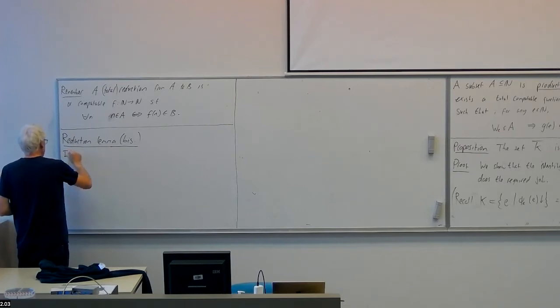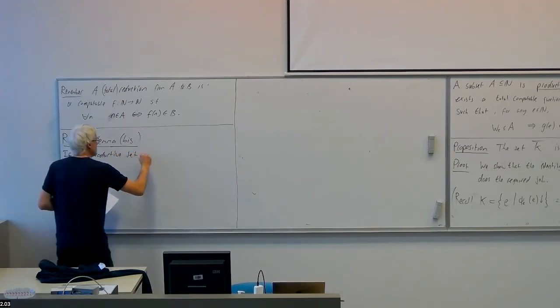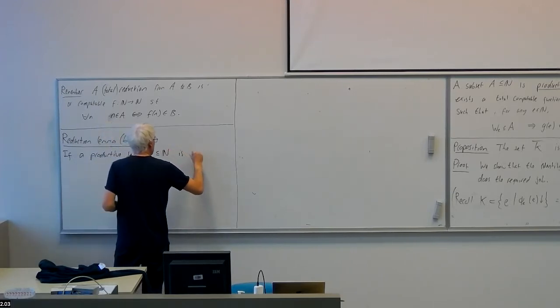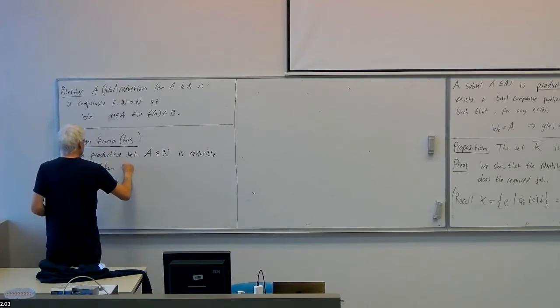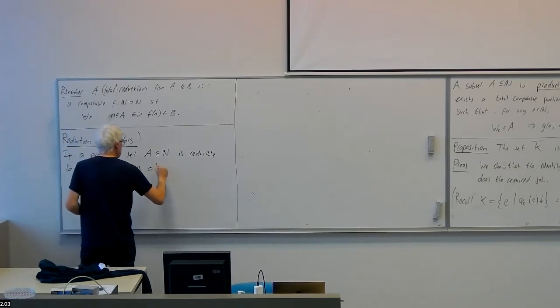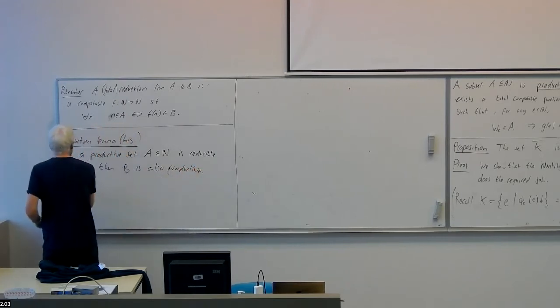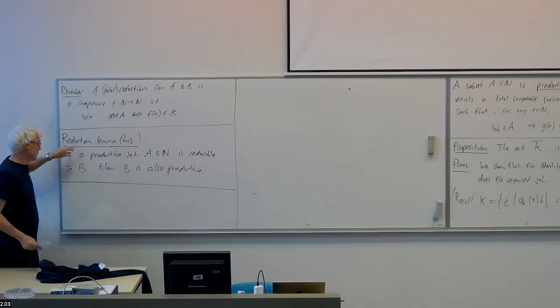So the additional property is that if a productive set A is reducible to B, then B is also productive. Well, this might look a little bit different from the reduction lemmas we had last week.